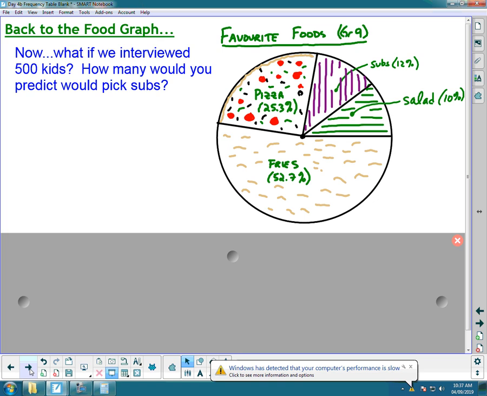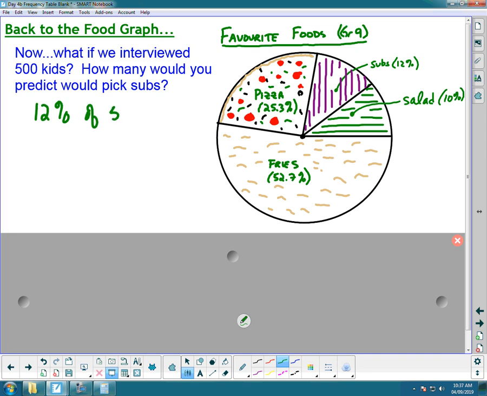In this particular instance, I'm interested in the subs. We know that subs was 12% of the original group, but what I'm interested in is predicting how many kids might pick subs if the trend continued with 500 kids. So again, this is a translation from English into math. If we're going to translate 12% into a usable number, we're going to change it to 0.12, and of means times 500.